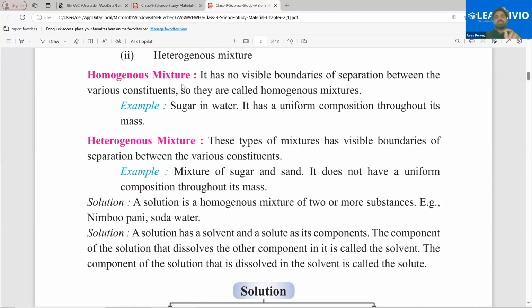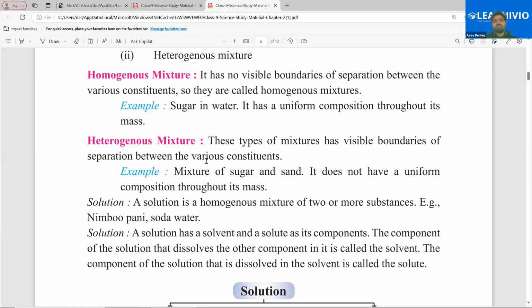In homogeneous mixtures, the particle is so small that even the light passing through it does not scatter the beam of light. But if the particle is big enough, it is not visible to the naked eye, like in milk. Milk is a colloidal solution. It is a heterogeneous mixture. The particle of milk is big enough that it can scatter the beam of light, so the path of light is visible to us.